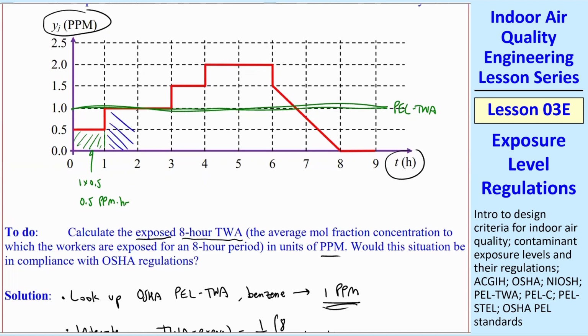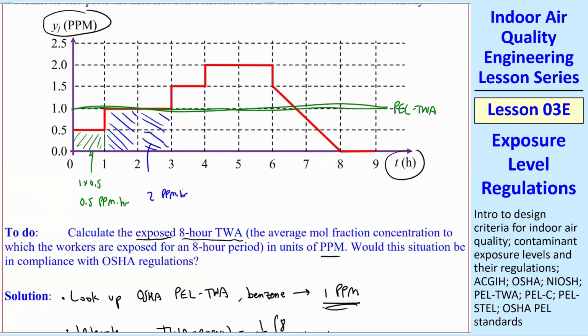And then for the next segment, you have to do this piecemeal. 2 hours times 1, so this would be 2 ppm hours. And then you keep doing that for various steps. I'm not going to keep doing all this in detail. This would be 1.5, and then this one would be 4, and then finally this one over the 8-hour period, they're shutting everything down. It ramps down like this. Use your triangle, 1/2 base times height area, and you get 1.5.